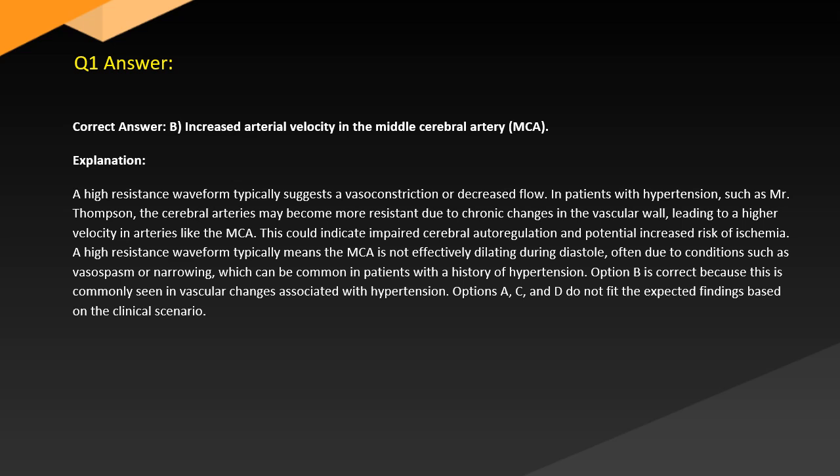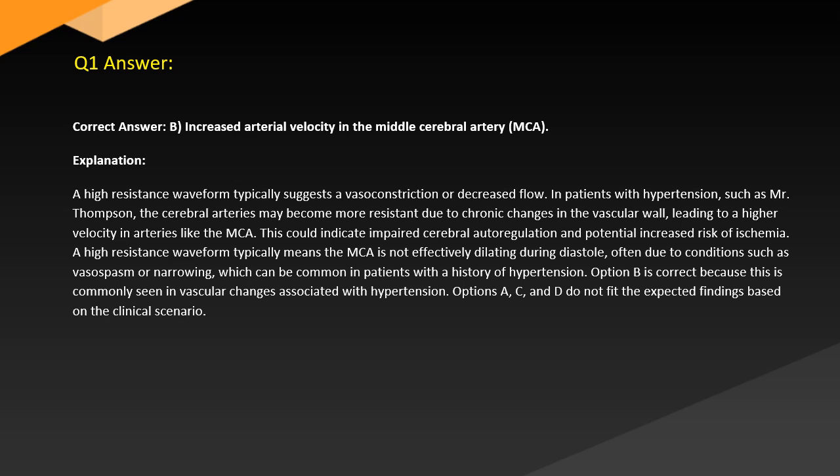Answer. Correct answer: B. Increased arterial velocity in the middle cerebral artery, MCA. Explanation. A high resistance waveform typically suggests a vasoconstriction or decreased flow. In patients with hypertension, such as Mr. Thompson, the cerebral arteries may become more resistant due to chronic changes in the vascular wall, leading to a higher velocity in arteries like the MCA.